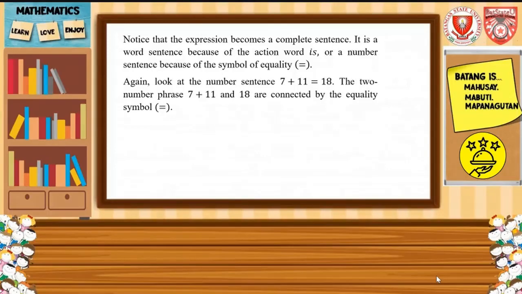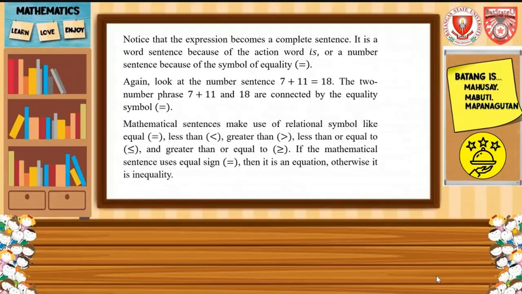Again, look at the number sentence: 7 plus 11 equals 18. The number phrases 7 plus 11 and 18 are connected by the equality symbol. Mathematical sentences make use of relational symbols like equal, less than, greater than, less than or equal to, and greater than or equal to. If the mathematical sentence uses the equal sign, then it is an equation. Otherwise, it is an inequality. So in the linear equation, we use the equal sign.